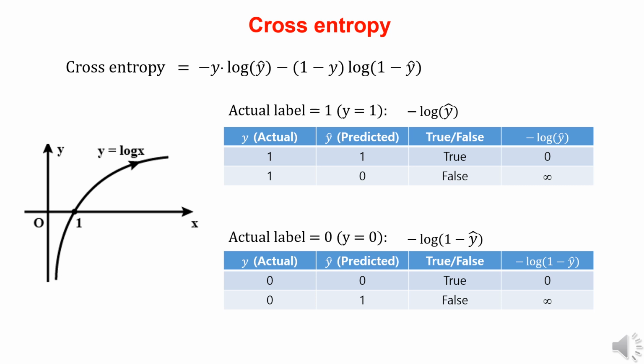Next, when the actual label is 0, the cross-entropy is defined as the negative logarithm of 1 minus y hat. When y hat is equal to 0, meaning the model predicts the actual label as 0 with 100% certainty, the cross-entropy becomes 0. When y hat is equal to 1, it means that the model predicts the label as 1 with 100% certainty, which is wrong. The cross-entropy becomes minus logarithm of 0, leading to positive infinity.